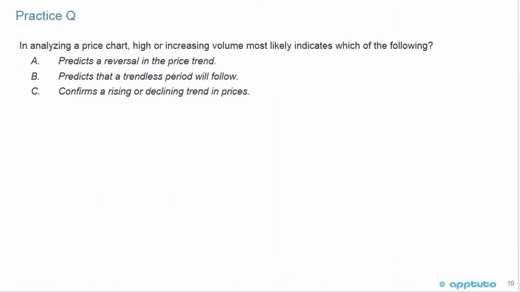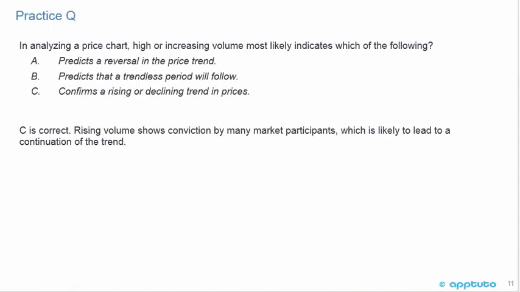In analyzing a price chart, high or increasing volume most likely indicates which of the following: A, predicts a reversal in the price trend, B, predicts that a trendless period will follow, or C, confirms a rising or declining trend in prices. Okay, C is correct. Rising volume shows conviction by many market participants, which is likely to lead to a continuation of the trend. So in analyzing a price chart, higher increasing volume confirms a rising or declining trend in prices.